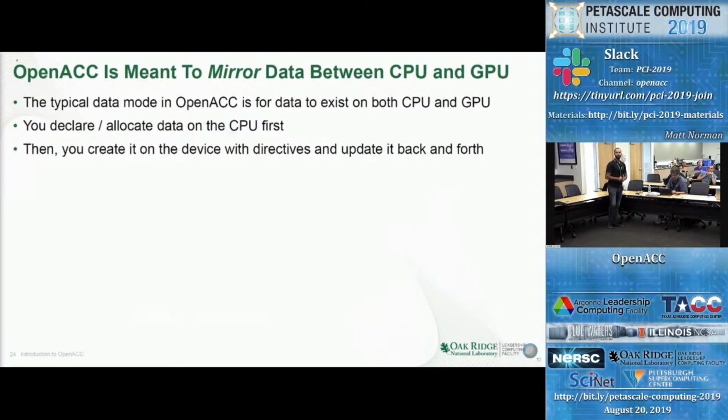In OpenACC, the typical MO is to mirror data between the CPU and the GPU. So typically in an OpenACC workflow, the data will actually exist in both spaces. You declare and allocate it on the CPU first, and then you use directives to allocate it on the GPU. And we'll go over what those directives are, and you can use other directives to move the data back and forth as you do your kernels. So typically you have the same variable, and it has a CPU existence and a GPU existence at the same time.